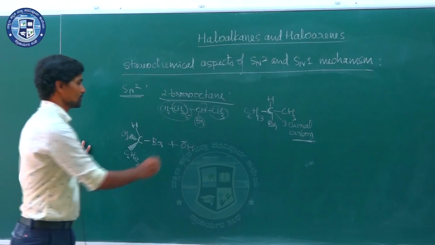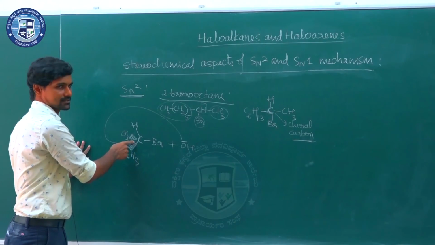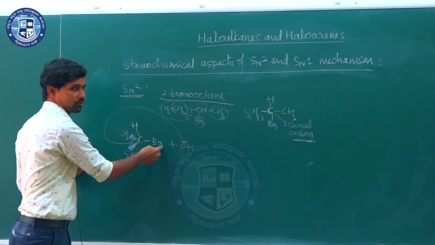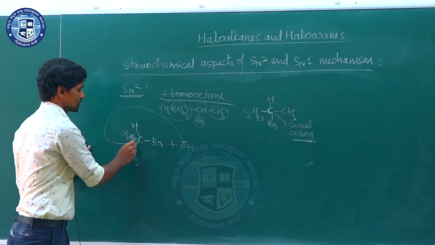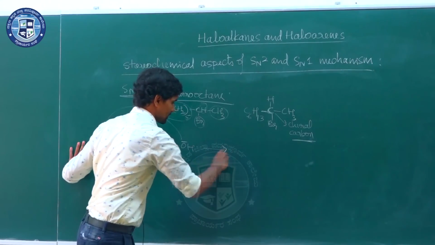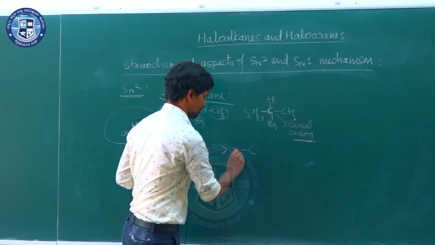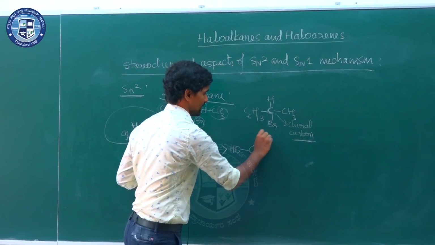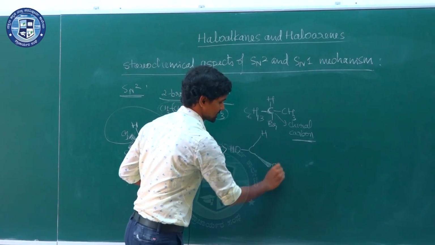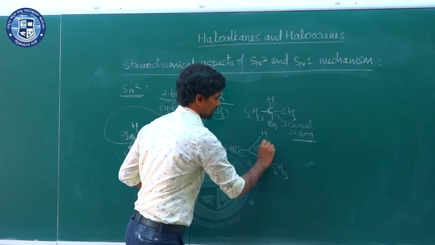mechanism, you know that the nucleophile approaches the carbon atom from the back side. So it won't approach along the carbon bromine bond, it approaches the opposite side. So you get the product, it will be C and OH, H, C6H13, CH3.